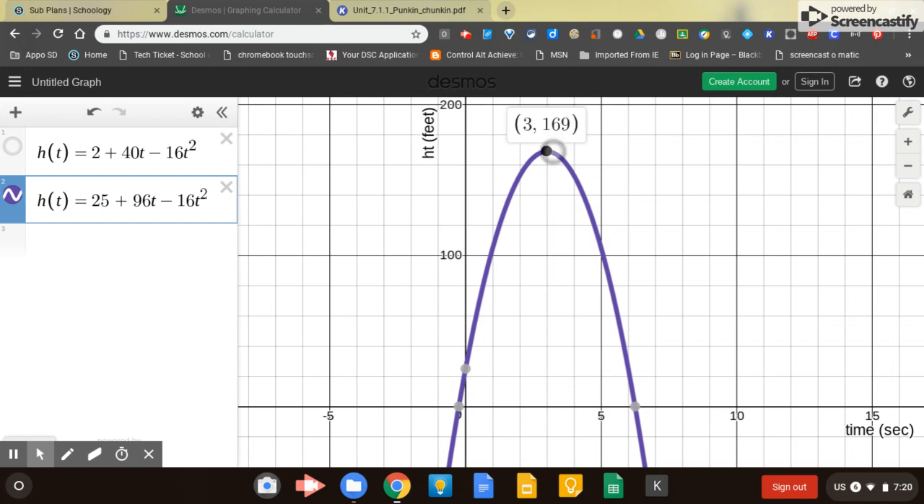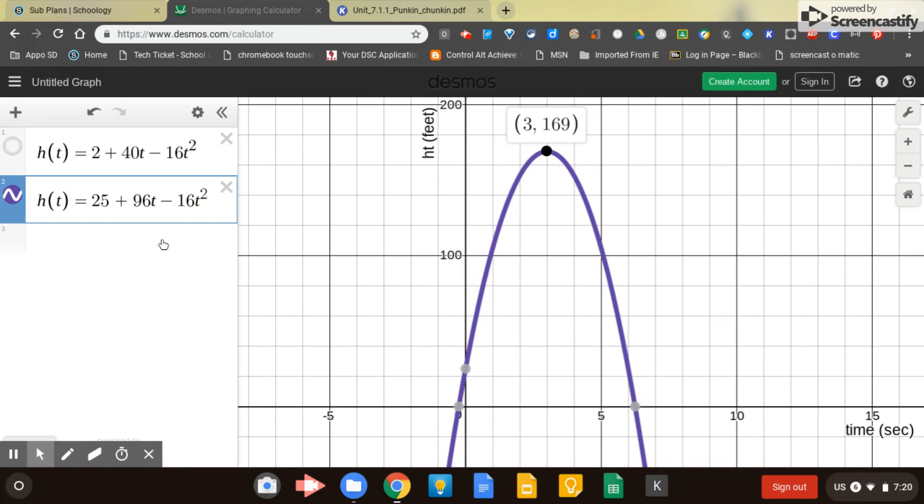But this point up here is going to represent the height. This is the maximum height it gets. In 3 seconds, it is 169 feet high. That's what that point means. So again, watch your X. This axis right here is your time. So this is my 3 seconds. This is my height. So it's 169 feet.